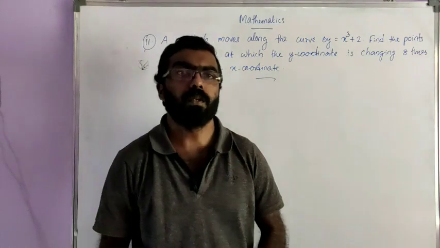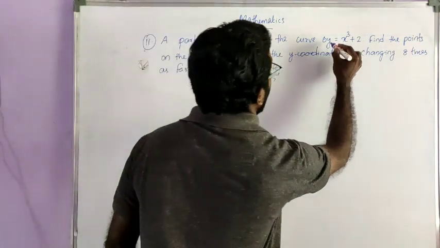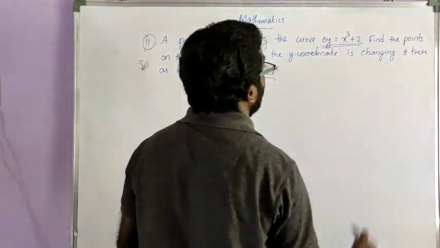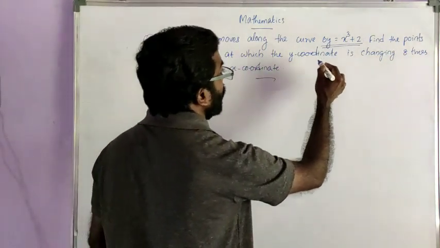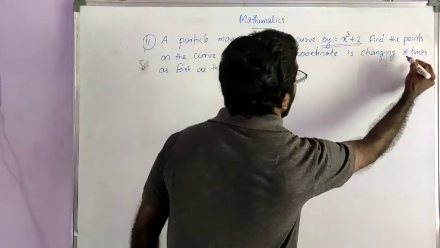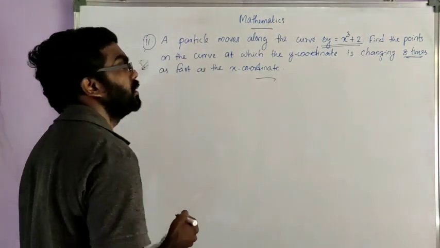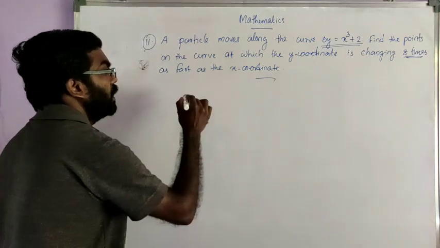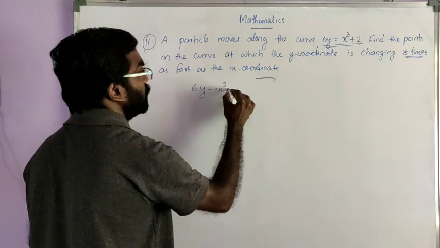Here the question is, a particle moves along the curve 6y equal to x cube plus 2. Find the points on the curve at which the y coordinate is changing 8 times as fast as the x coordinate. Here we are given a function 6y is equal to x cube plus 2.